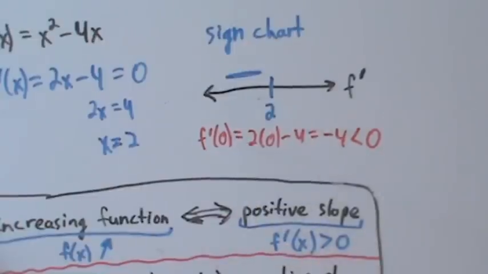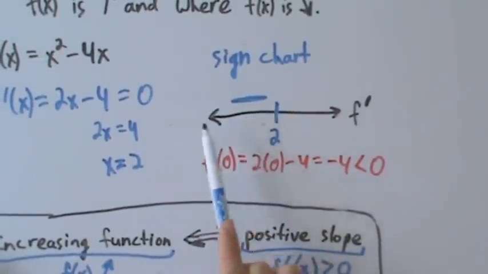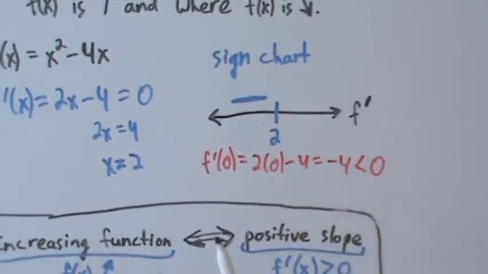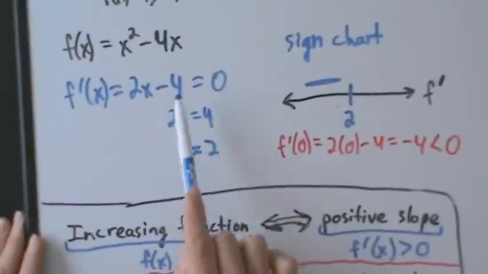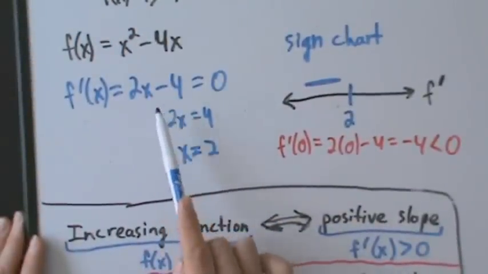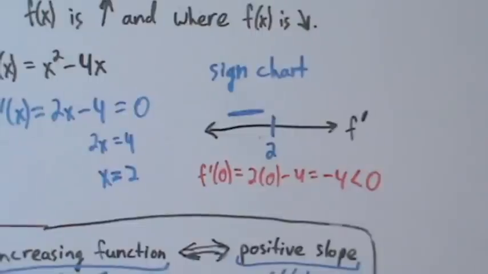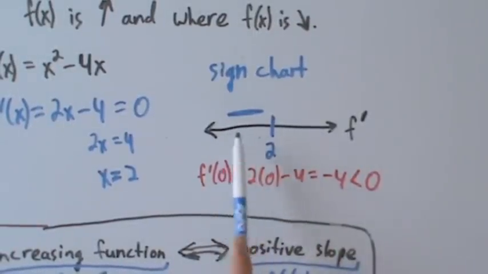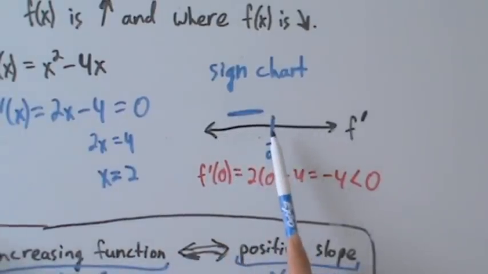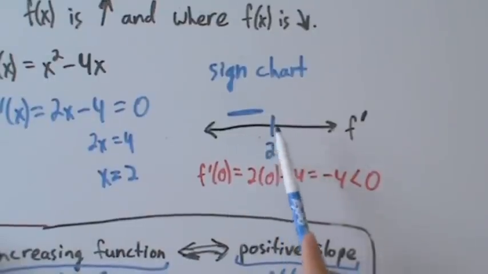Because if the derivative changes from negative to positive somewhere in here, then that means it has to cross 0 again, because this is continuous, right? This derivative, 2x minus 4, is a continuous function. So if the derivative ever becomes positive in here, then it has to cross 0 again. But we know the only place where it crosses 0 is here when x equals 2.